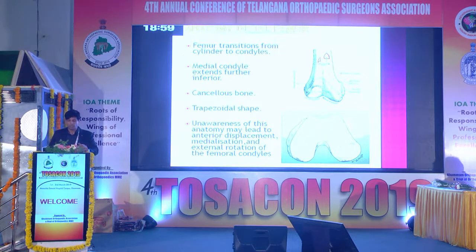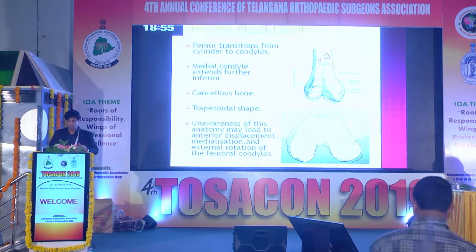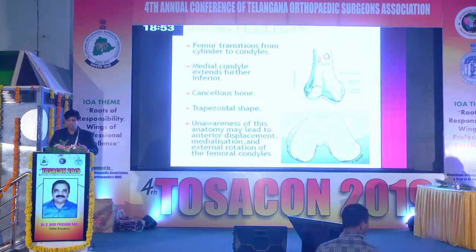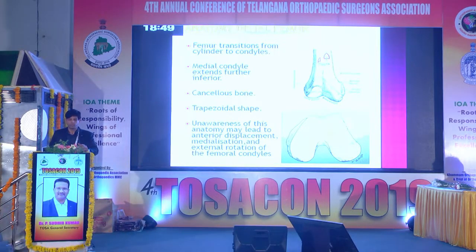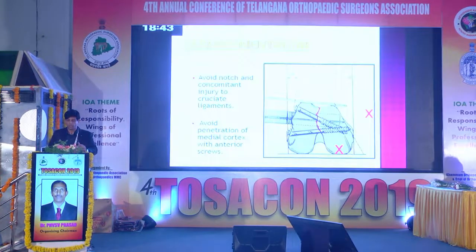It is trapezoidal in shape. Unawareness of the anatomy leads to anterior displacement, medialization and external rotation of the femoral condyles. Both the medial and lateral condyles merge ventrally at 15 to 25 degrees of angle, and the ventral and dorsal joint lines are not parallel. That is very important, and needs to be taken care of.